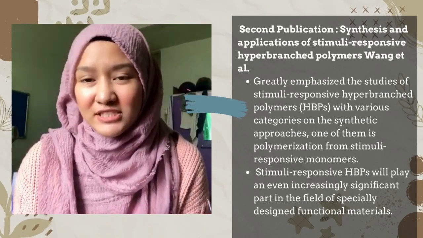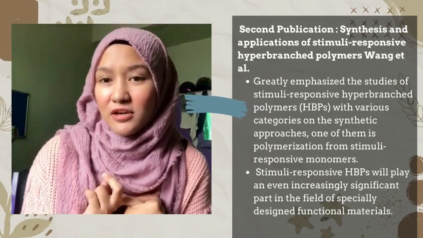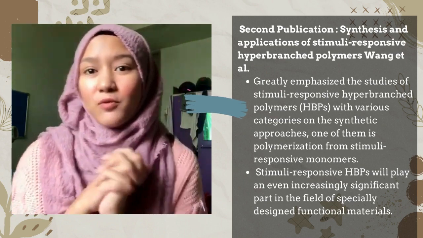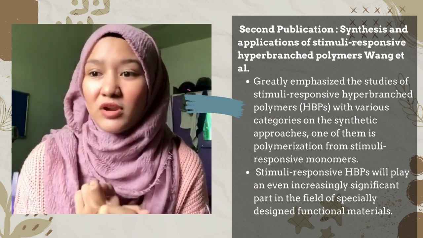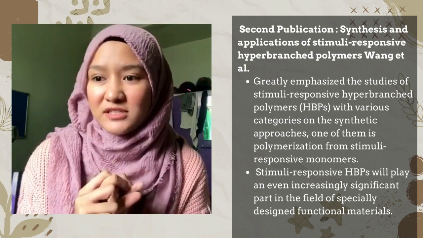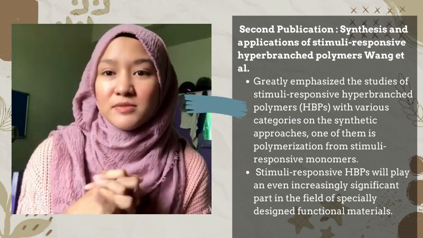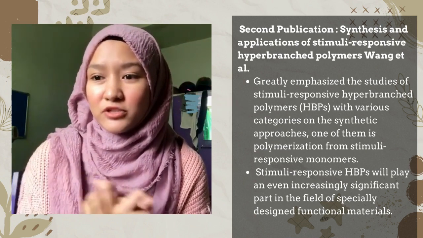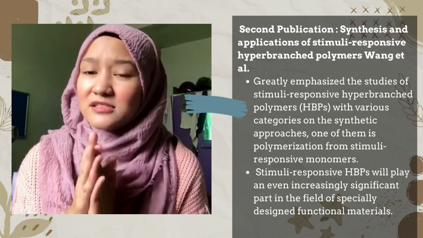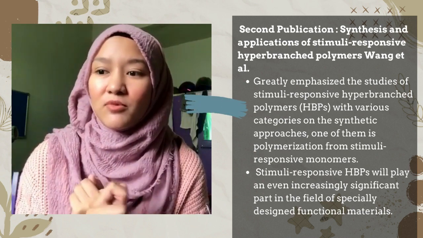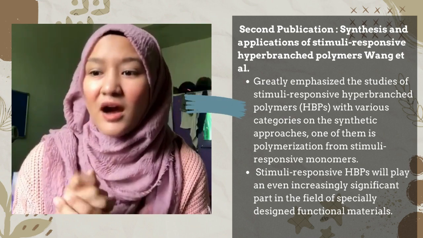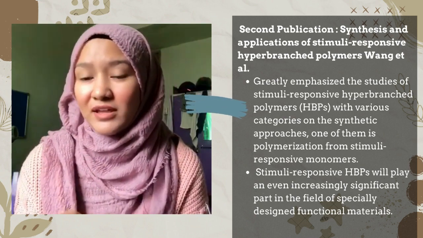For the second publication, it is Synthesis and Application of Stimuli Responsive Hyperbranched Polymers by Wang et al. Wang et al. greatly emphasized the studies of stimuli responsive hyperbranched polymers (HBP) with various categories of synthetic approaches. One of them is polymerization from stimuli responsive monomers. For this approach, the chemical structure of a monomer is altered during polymerization, yet the resultant HBP is capable of preserving stimuli responsiveness as long as the stimuli responsive functional groups are still influenced by internal or external factors.